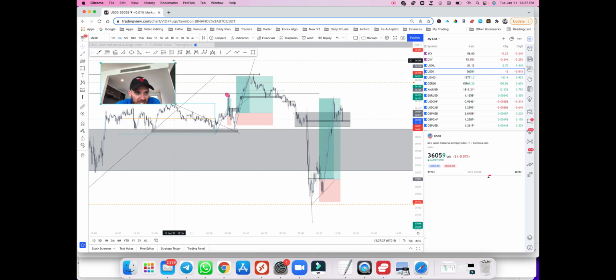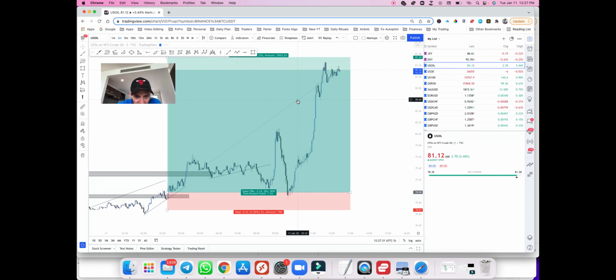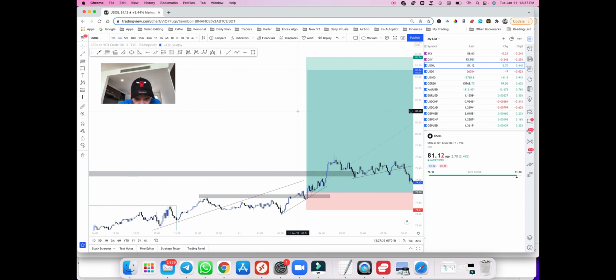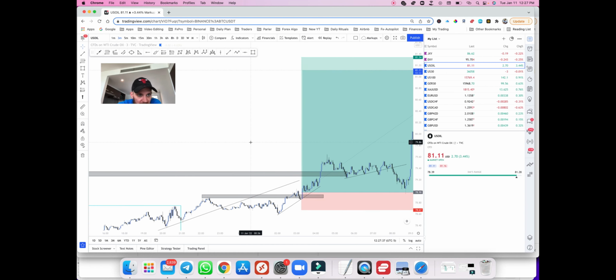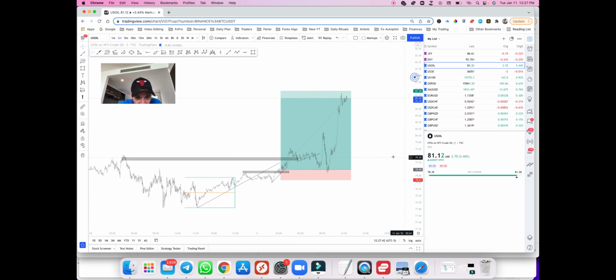So let me go back onto the US oil again, because I've got a little bit more lower time frame stuff on here. Again, I was following this bullish channel up here, just a lower time frame momentum. I'd already marked out the higher time frame stuff, as you saw earlier.